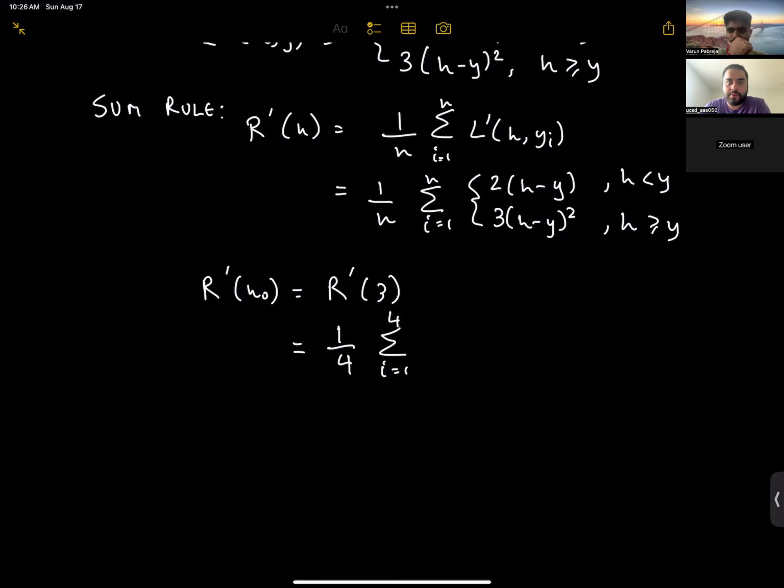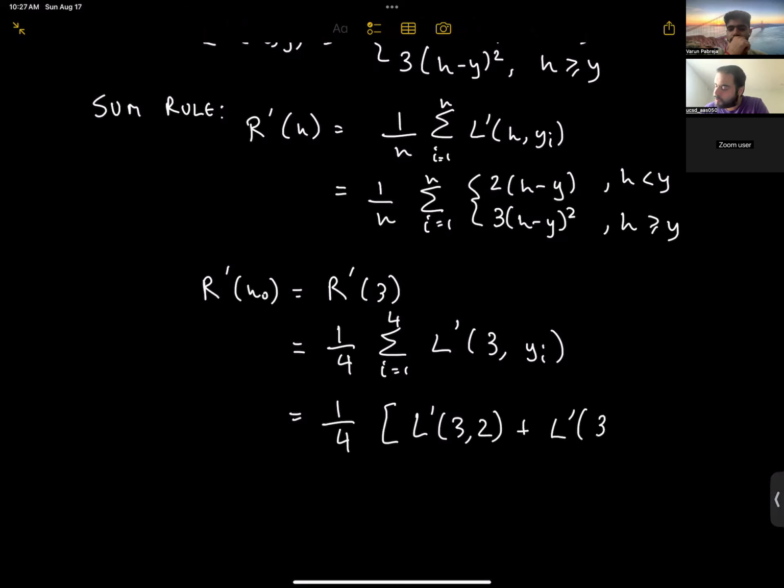We get 4 from the value of n, since our data set is of 4 numbers. So we get 1 over 4 of the sum from i equals 1 to 4 of the loss of 3 and y_i, right? So this basically becomes 1 over 4 of the sum of all the losses from our data set. So we have L of 3 and 2 plus L of 3 and 3. So basically, I'm finding the loss of 3 against all of the values in our data set of 2, 3, 6, and 10, right?